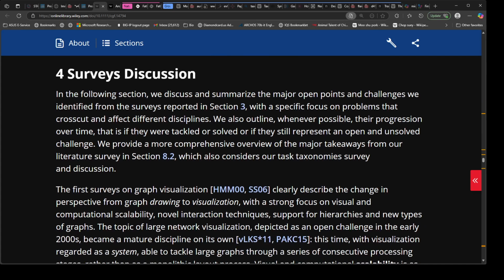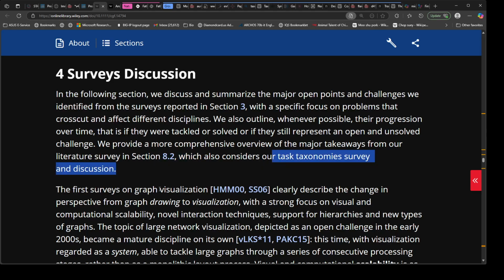4. Surveys discussion. In the following section, we discuss and summarize the major open points and challenges we identified from the surveys reported in Section 3, with a specific focus on problems that cross-cut and affect different disciplines. We also outline, whenever possible, their progression over time, that is if they were tackled or solved or if they still represent an open and unsolved challenge. We provide a more comprehensive overview of the major takeaways from our literature survey in Section 8.2, which also considers our task taxonomies survey and discussion.